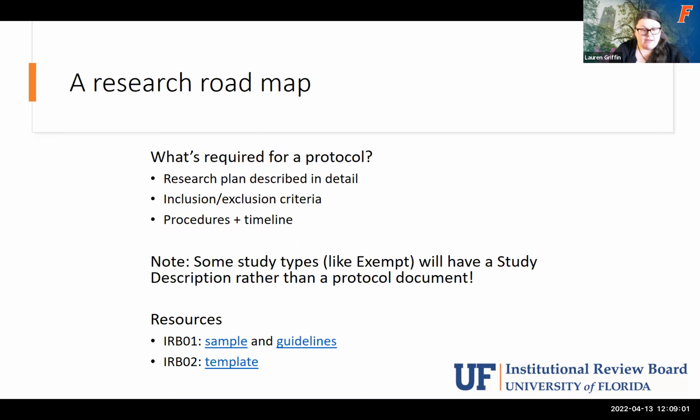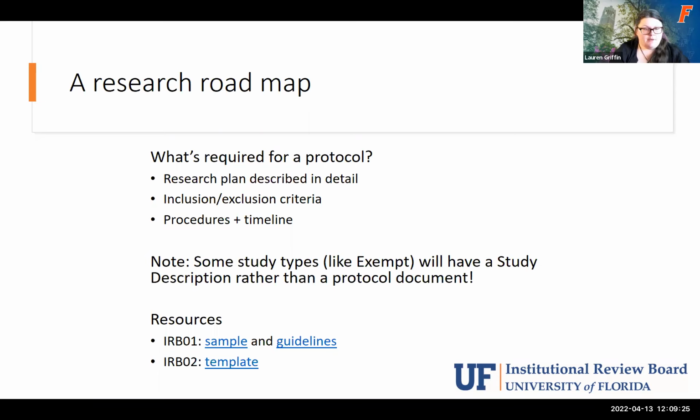Likewise, procedures and timeline. So in a lot of studies, this is fairly straightforward. If you have a medical study that's essentially a blood draw, you talk about, okay, here's who we're going to recruit. These are the people we want to talk to. We're going to draw blood from them. This is how much blood we're going to draw. And maybe we do it at hospital admission and then as people are going home from the hospital. That's a fairly straightforward protocol.